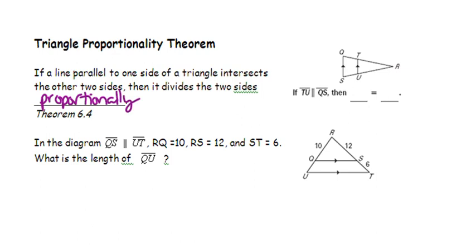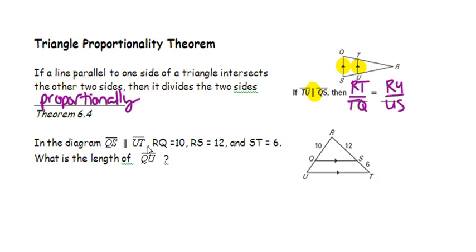Okay, so in this example over here, I have a side that intersects two sides of a triangle, and it is parallel, right, to the third side. Therefore, it divides my two sides of my triangle proportionally. So RT over TQ must equal RU over US, and that's all the triangle proportionality theorem is stating.